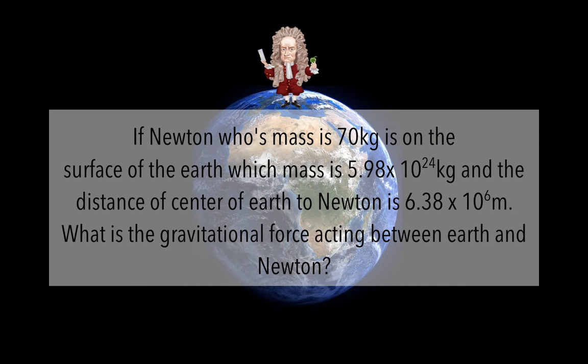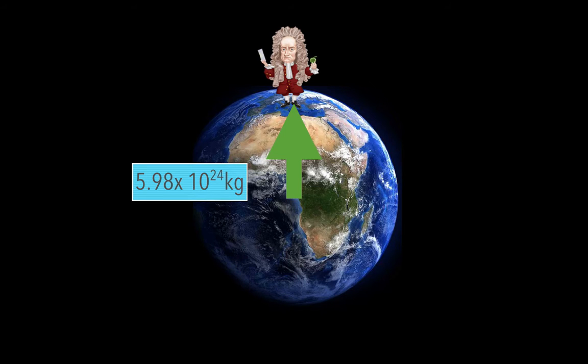So here's an example problem. Let's say Newton has a mass of 70 kilograms. He's on the surface of the Earth, which has a mass of 5.98 times 10 to the 24th kilograms. And the distance of the center of the Earth, remember, our d is measured from the center of our two objects, right? So we're measuring from the center of the Earth to the center of Newton himself. And that distance is 6.38 times 10 to the 6th meters. What is the gravitational force acting between the Earth and Newton?